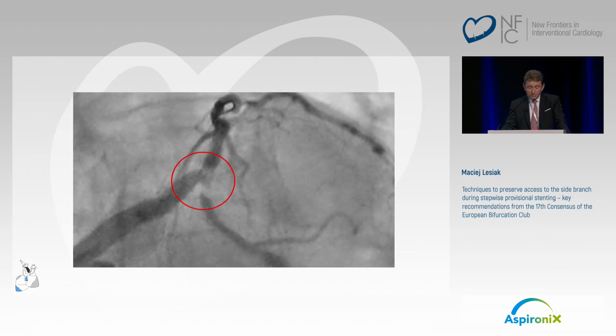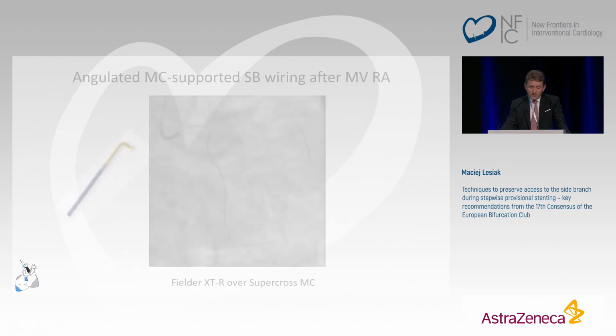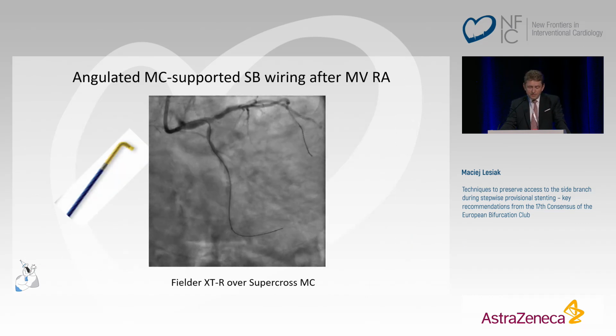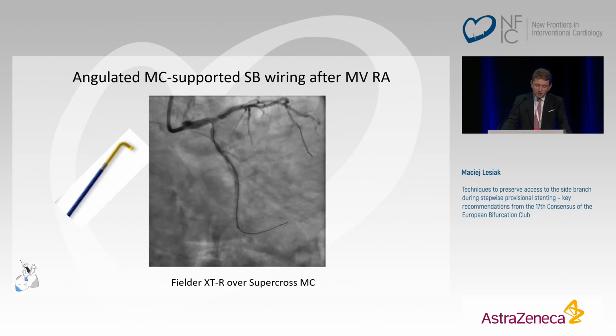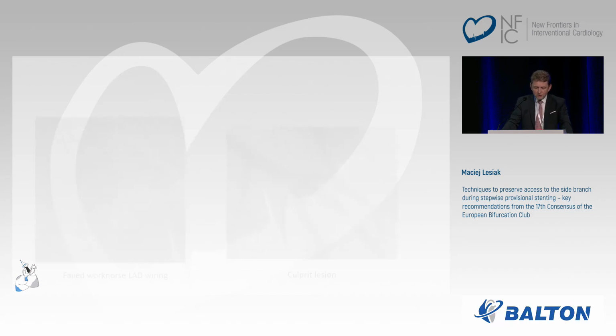So this is one example, a very unfavorable retrograde takeoff of the circ. After rota of the LAD, left main to LAD, I used the angulated microcatheter, and then I was able to deliver a Fielder XTR wire down the circ.